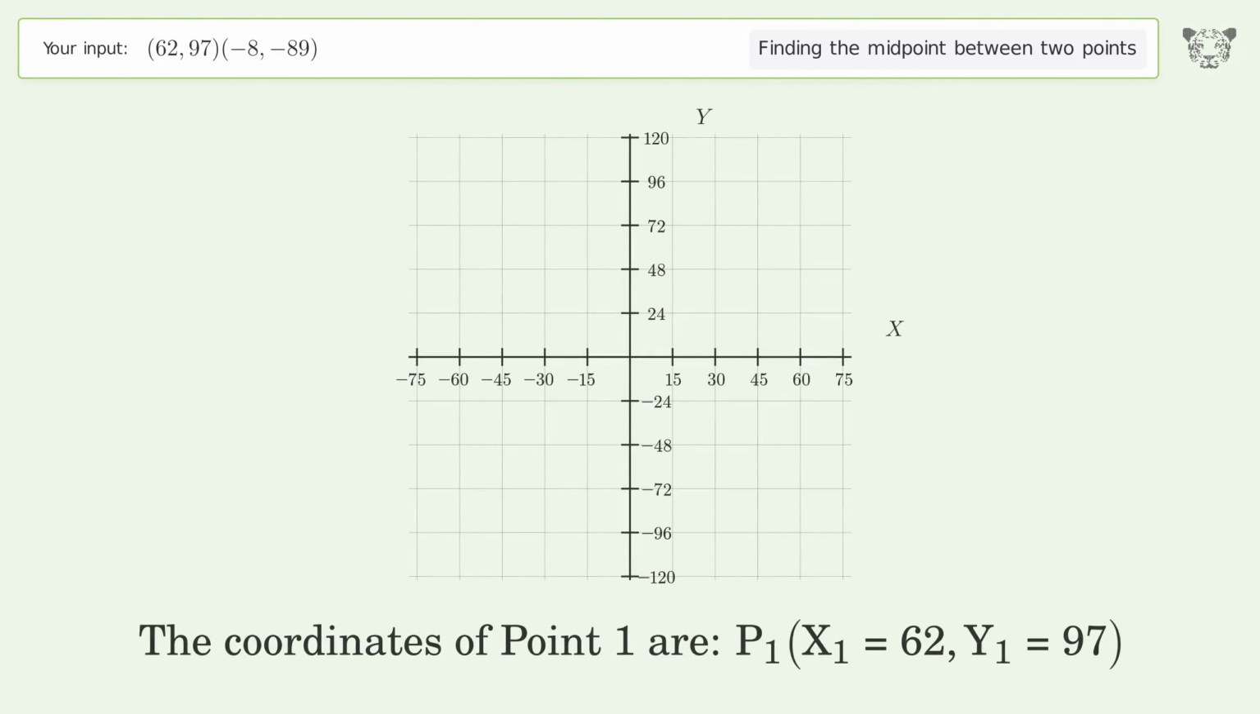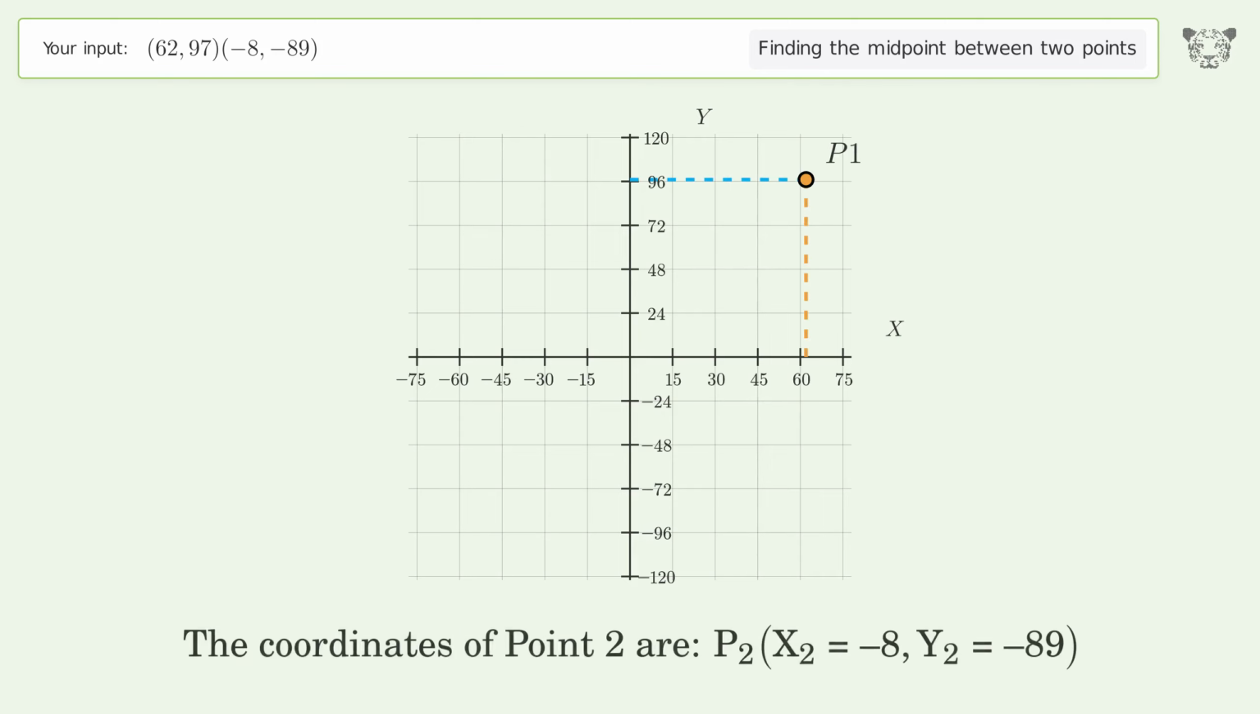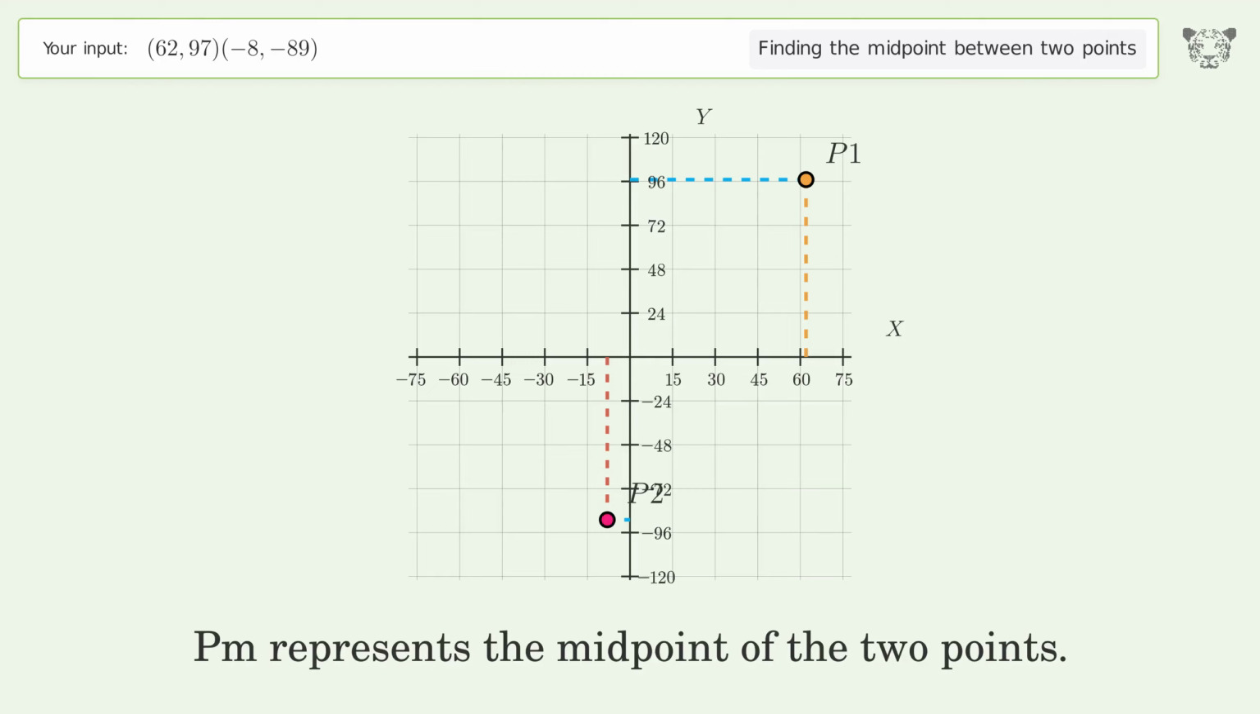The coordinates of point 1 are, x1 equals 62, y1 equals 97. The coordinates of point 2 are, x2 equals -8, y2 equals -89. PM represents the midpoint of the 2 points.